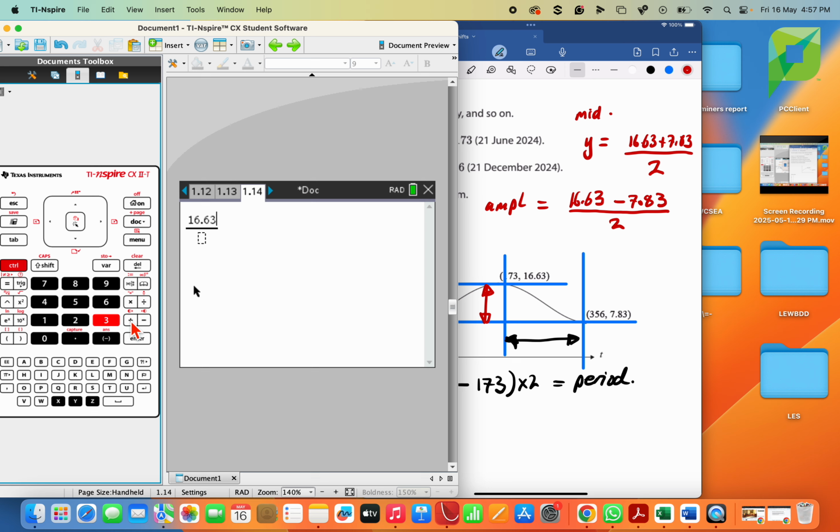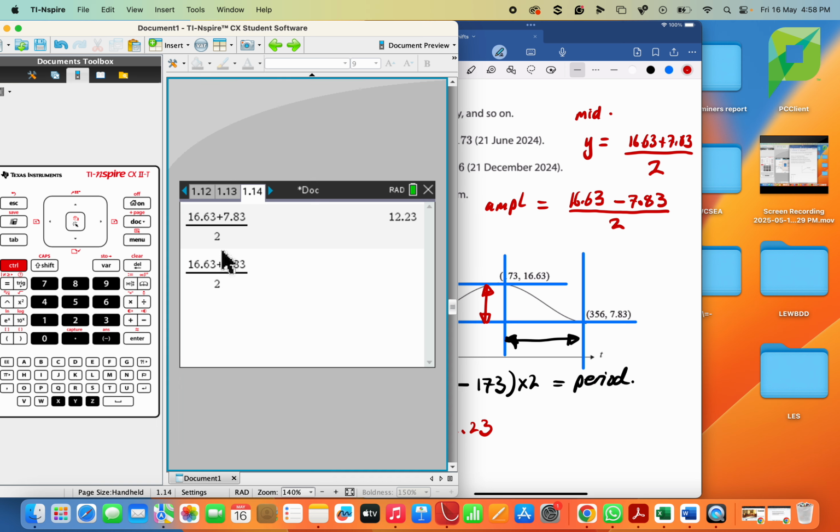16.63 plus 7.83 divided by 2. So the average height, right? So the average height is basically the midline. So the midline is 12.23. Let's go and find the amplitude. So I'm going to go up, up, bring down, and I'm just going to edit it and put a little minus in there. So we've got a 4.4. So the amplitude is 4.4.